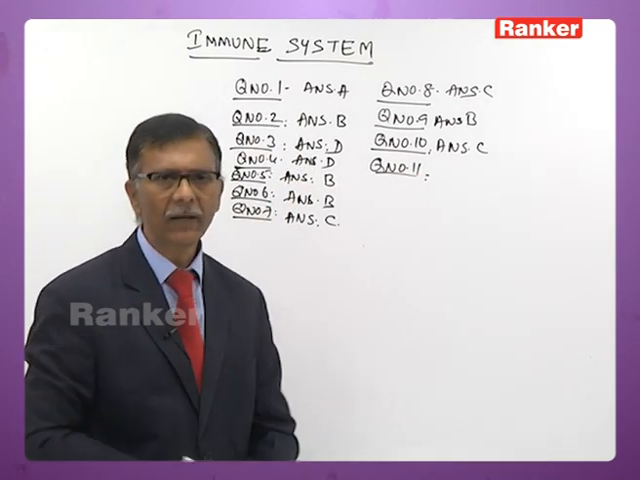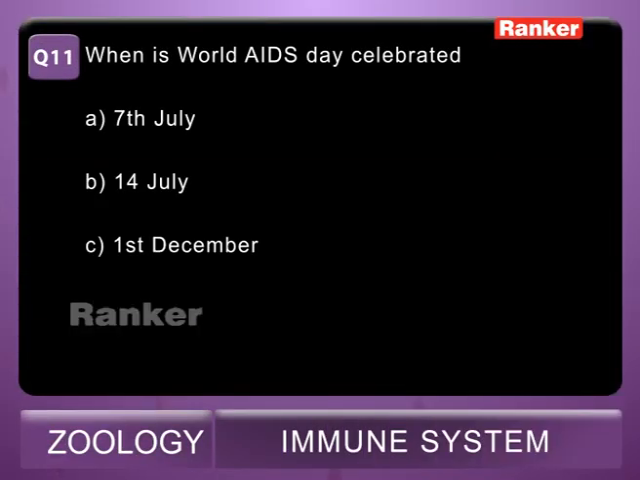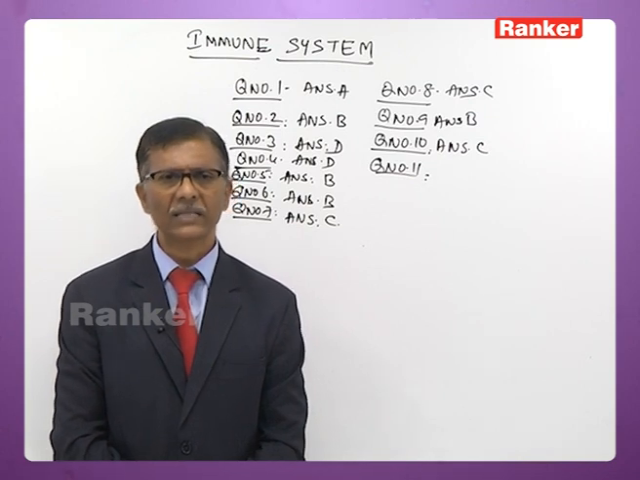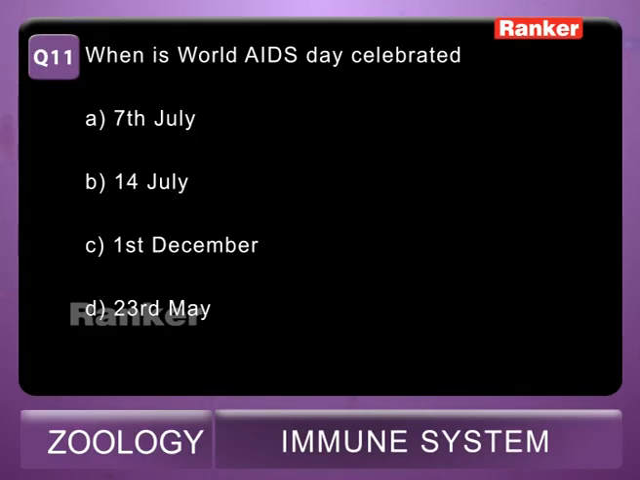Now, question number 11, when is World AIDS Day celebrated? A. 7 July, B. 14 July, C. 1st December, D. 23rd May. 1st December every year is celebrated as World AIDS Day. So, answer is C.